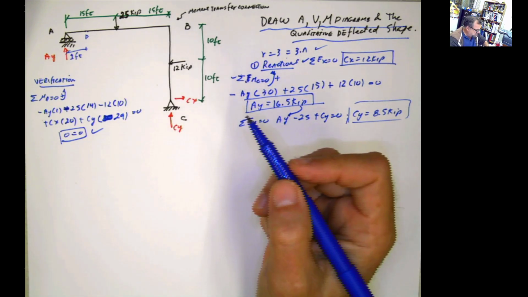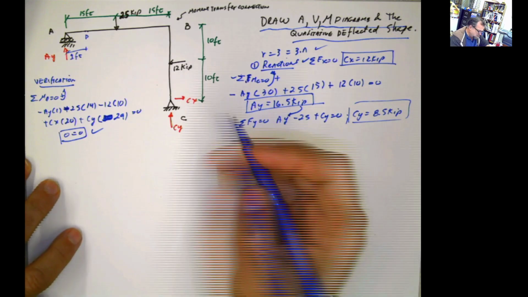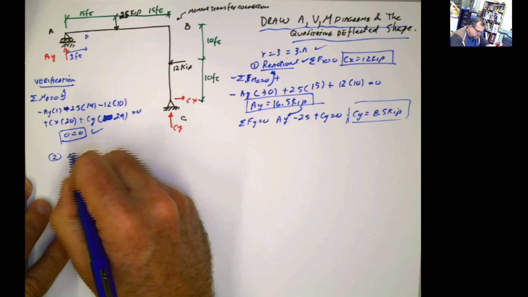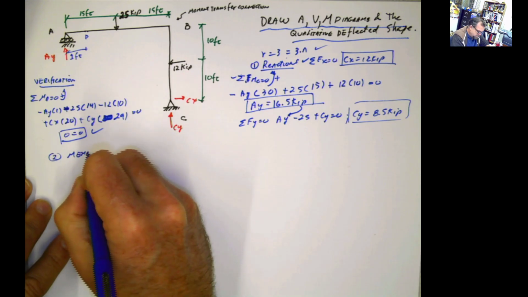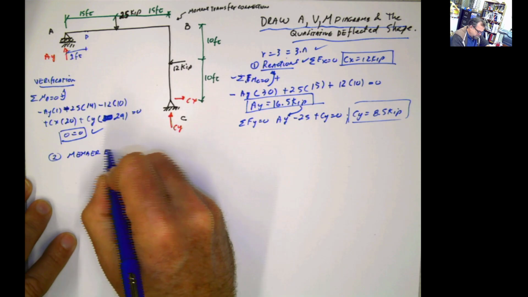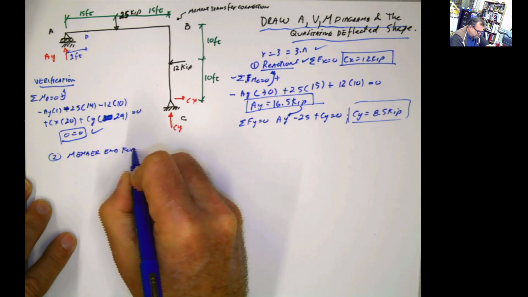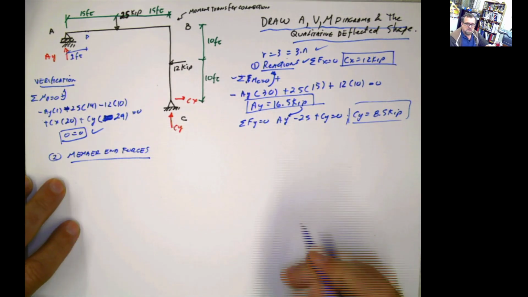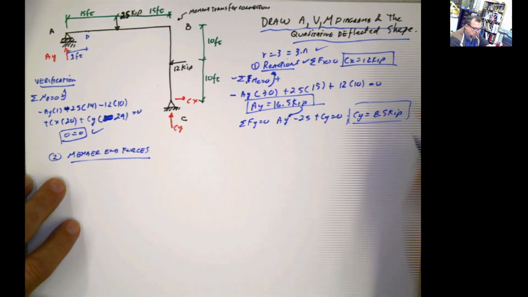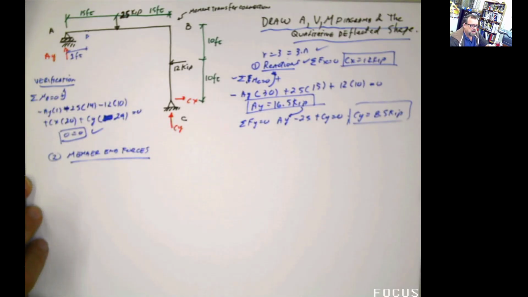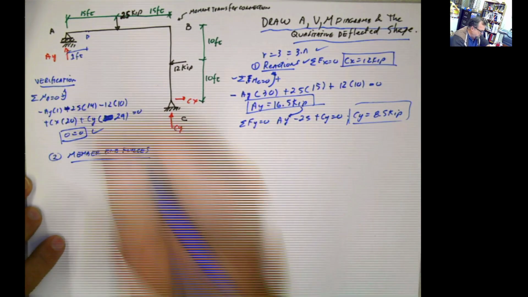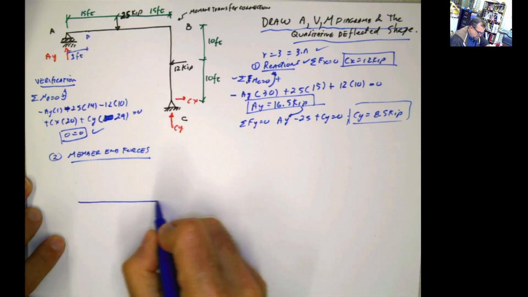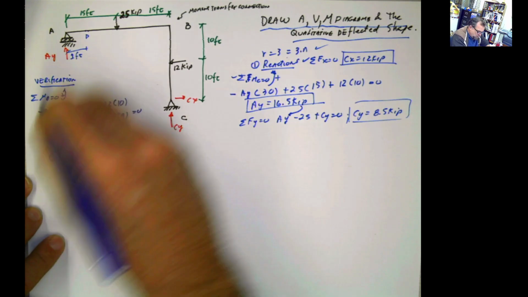Now we have to start doing what is called the member end forces. We have to determine the member end forces in order to draw a good shear and moment diagram. Now, how do we do the member end forces? We take that beam over there, and we put everything that is in there.